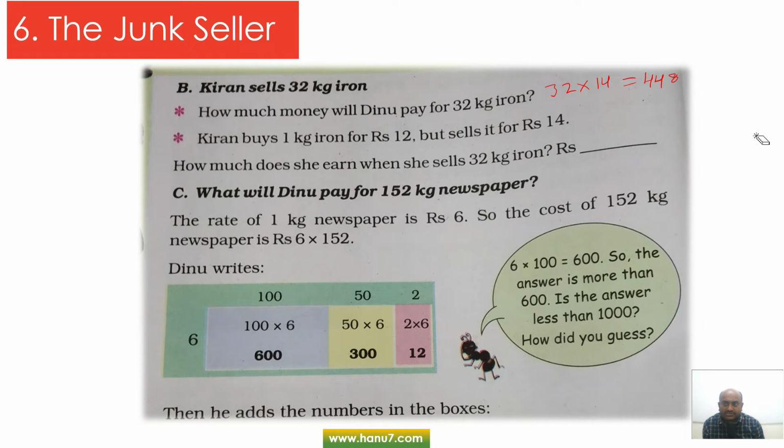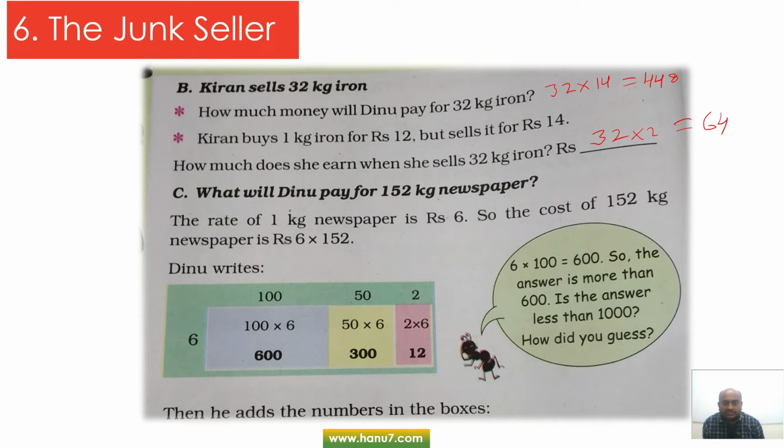And Kiran buys 1 kg of iron for rupees 12 but sells at rupees 14. How much does she earn for 32 kg iron? So 32 kg into 2 rupees profit. Here also she is getting 2 rupees profit, so the value is 64, double of that 32. Okay, so for 32 kg iron, she will be getting 64 as the profit.